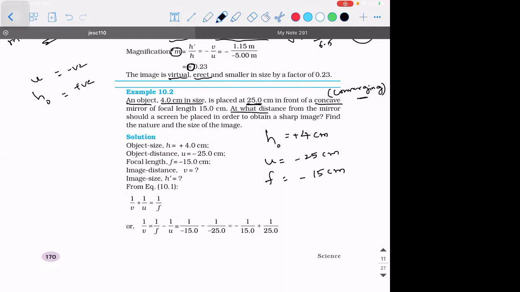At what distance from the mirror should a screen be placed? See, what is the meaning of this point? At what distance from the mirror should a screen be placed? What will a screen do? The screen will capture the image. So indirectly, what are they asking? They're asking what is the image distance in order to obtain a sharp image, in the sense a clear image of the object. Find the nature and size of the image.